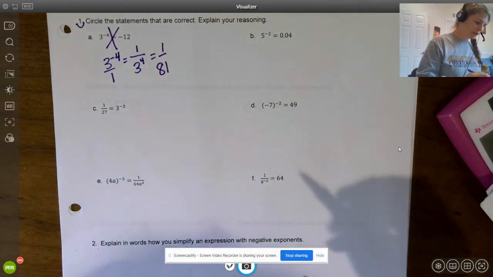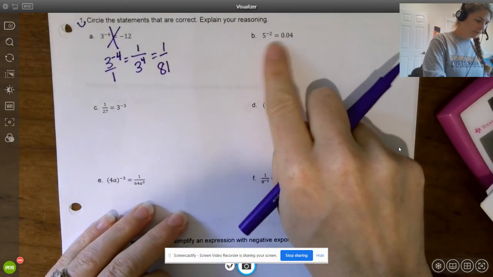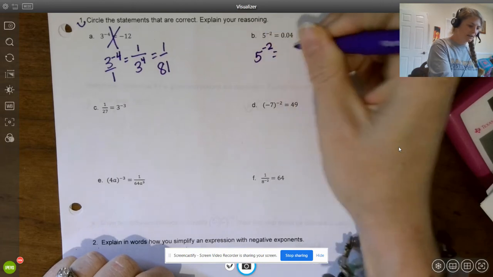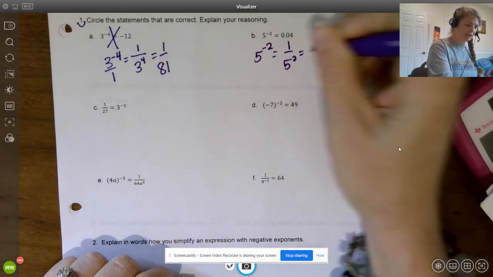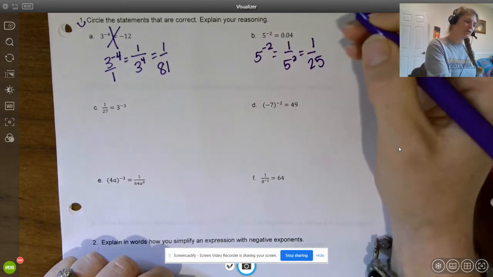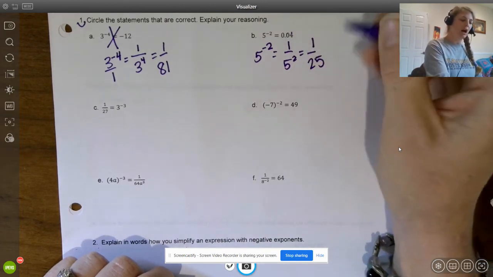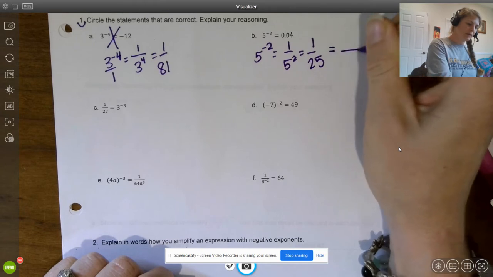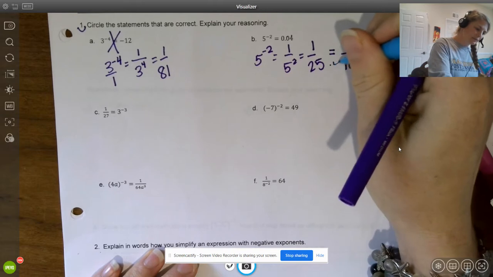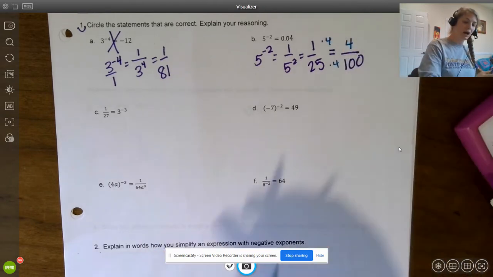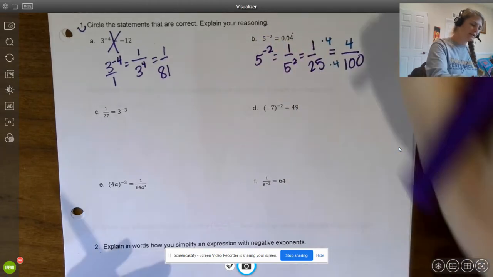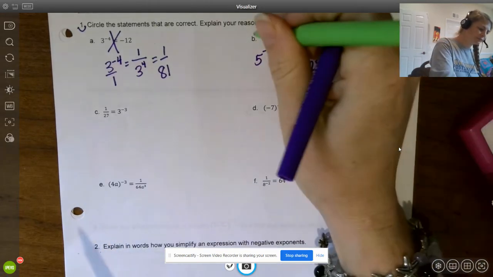Okay, so let's take a look. 5 to the -2nd is 0.04. Well, let's see. 5 to the -2nd is 1 over 5 to the 2nd, which is 1 over 25. And 1 over 25, well, this is in the hundredths. So we want to know what this is over 100. If you look at that, times 4, it's 4 hundredths, which is what this is. So B is correct. So we are definitely going to circle B.